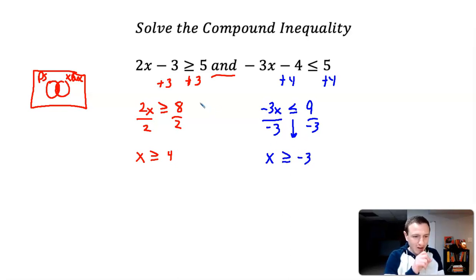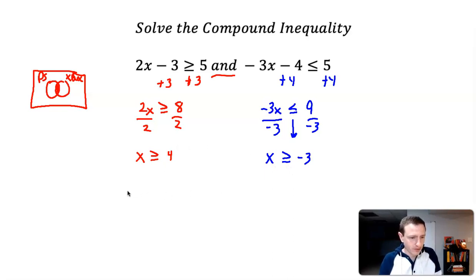Just a little side note here, let's say I had x plus 5 less than 7, something like that. If I'm subtracting, so I have to subtract 5, I don't have to flip there. The only time I have to flip is when it's dividing or multiplying a negative across that inequality. So you don't have to worry about it when you're adding or subtracting. It's just when you're multiplying and dividing. You want to make sure you're flipping that inequality. So here we have x is greater than or equal to 4, and x is greater than or equal to negative 3.